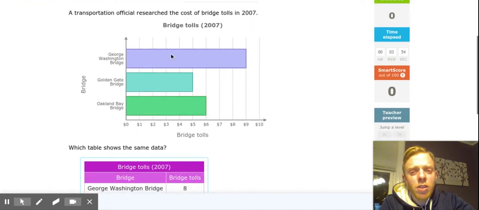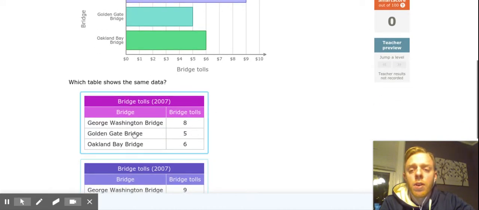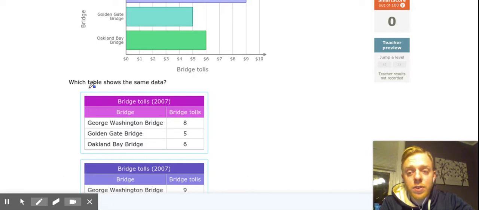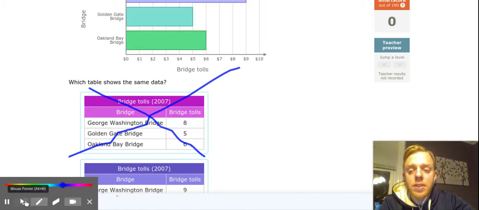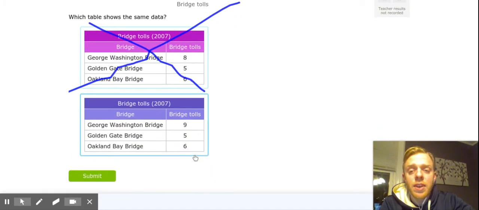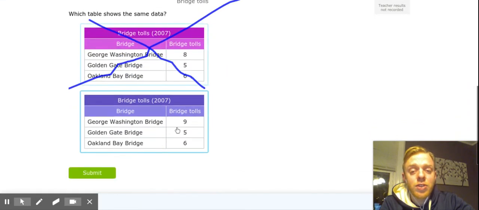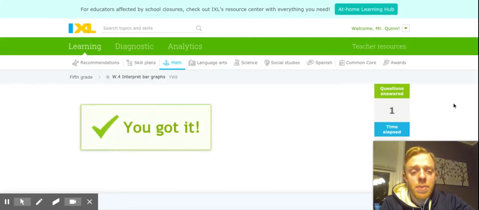So I'm going to start just by picking the first bridge, George Washington Bridge. And I'm looking for that to be equal to $9 in my table. Well, if I look at this first table, George Washington Bridge says 8. So I already know, without a shadow of a doubt, that this first table is trash. I'm going to slash it out because I know that that can't be a solution. If I look at this one, I see 9, I see 5, and I see 6, just like I'm supposed to. So I'm going to click on this table, and I'm going to click Submit.